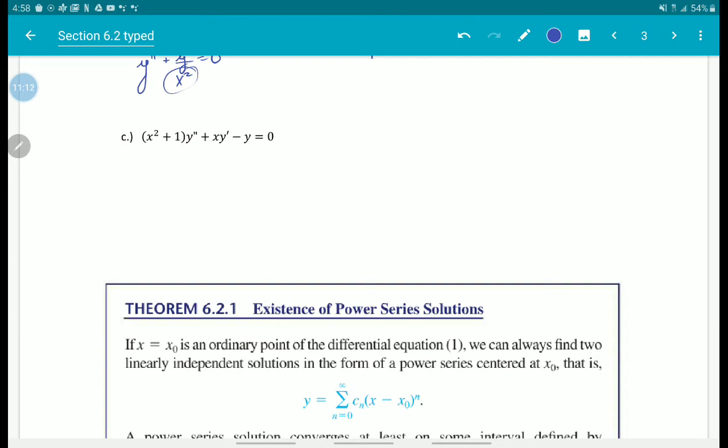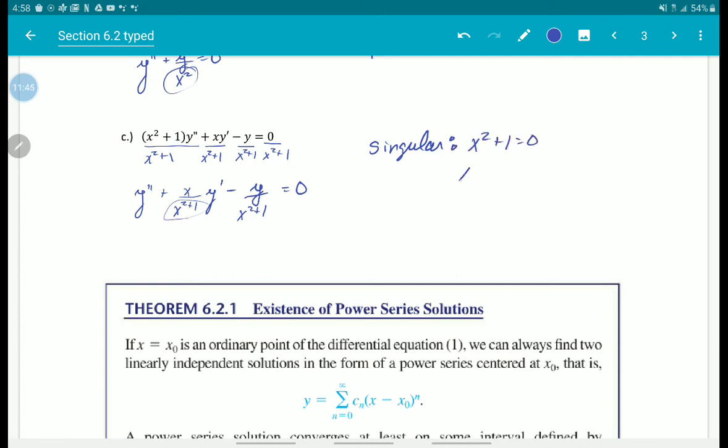Now let's talk about this guy. Same kind of concept. Divide everything by x squared plus 1. So if we're thinking about the complex plane, there are some places where we're going to be singular. We're going to be singular where x squared plus 1 is equal to 0, or x is equal to plus and minus i. It's going to be ordinary everywhere else.